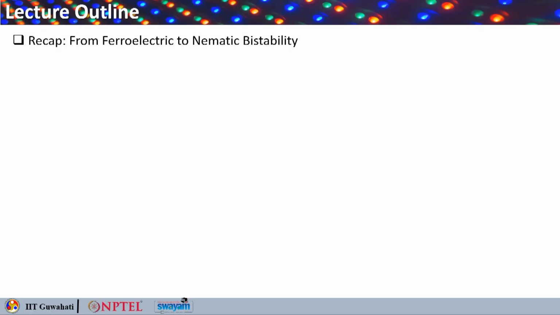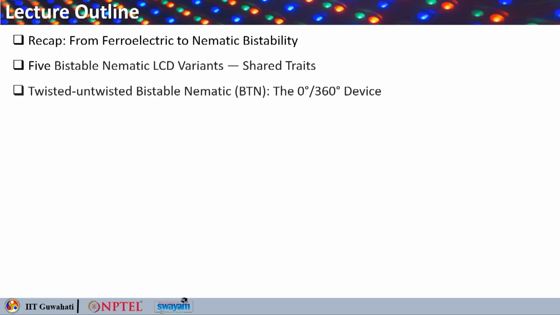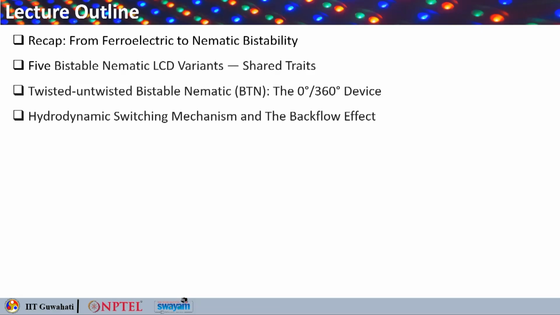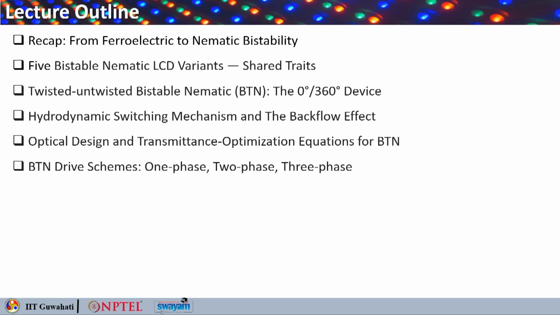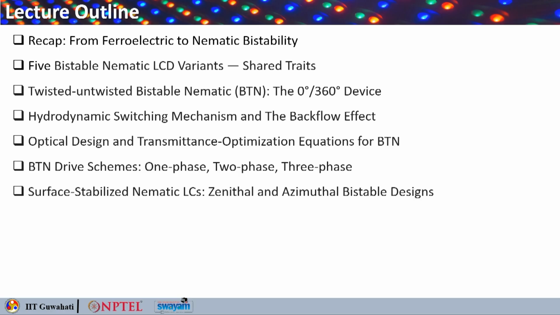We'll have a brief recap from ferroelectric to nematic bistability. Then we'll talk about the 5 bistable nematic LCD variants and their shared traits. We'll focus on twisted untwisted bistable nematic, BTN, the 360 degree device, and discuss the hydrodynamic switching mechanism and the backflow effect, their optical design and transmittance optimization equation for BTN, and then we'll look into the BTN driving schemes: 1 phase, 2 phase and 3 phase.